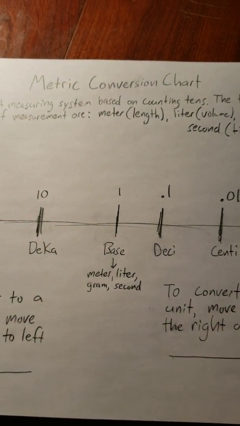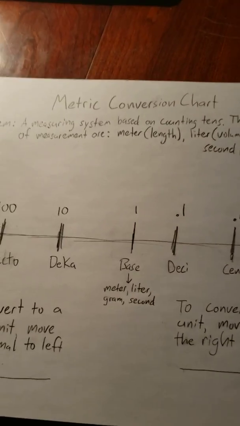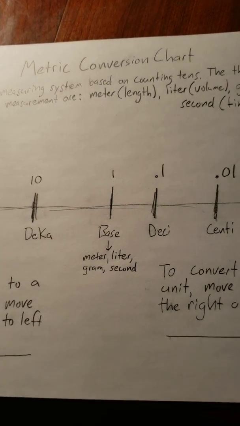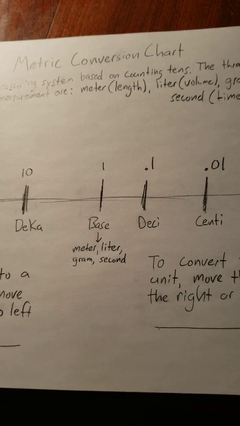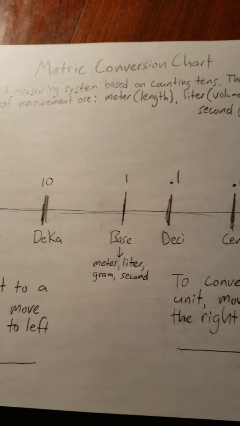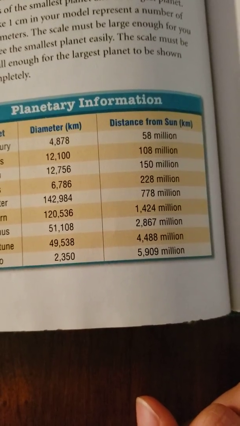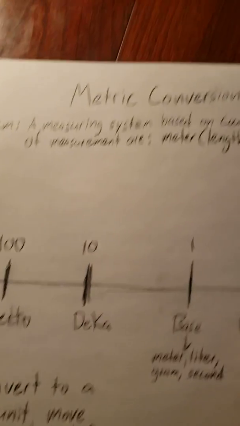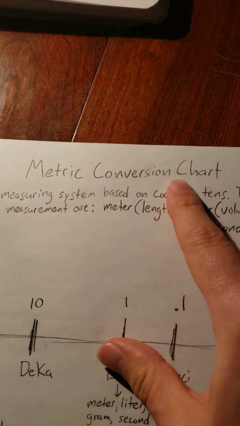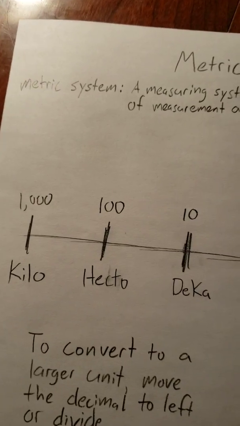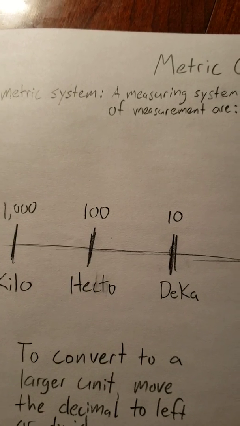All right, so I made a chart. I will take a picture of this chart and then we'll post it in Google Classroom, and then we'll be kind of talking about how to use this thing because we're going to need it to convert these numbers into something that's much, much smaller so that we can draw it on paper. All right? So I labeled my paper metric conversion chart. You guys have this definition in your notebooks, okay?